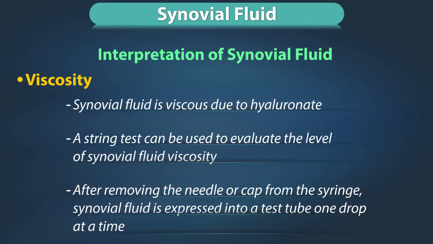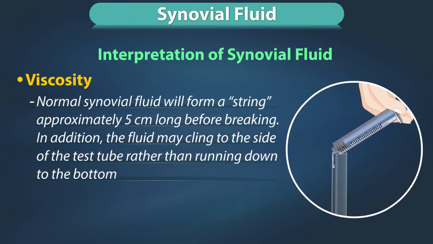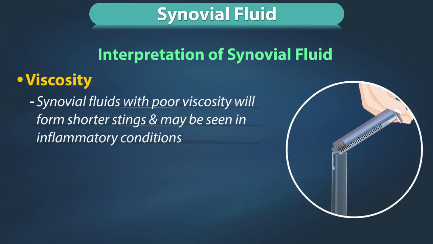A string test can be used to evaluate the level of synovial fluid viscosity. After removing the needle or cap from the syringe, synovial fluid is expressed into a test tube, one drop at a time. Normal synovial fluid will form a string approximately 5 cm long before breaking. In addition, the fluid may cling to the side of the test tube rather than running down the side to the bottom. Synovial fluids with poor viscosity will form shorter strings, and it can be seen with inflammatory conditions.